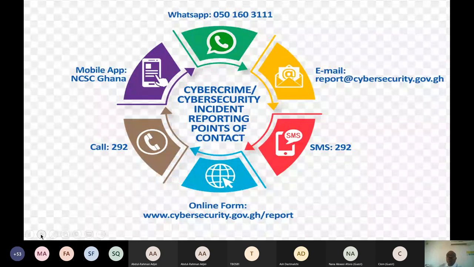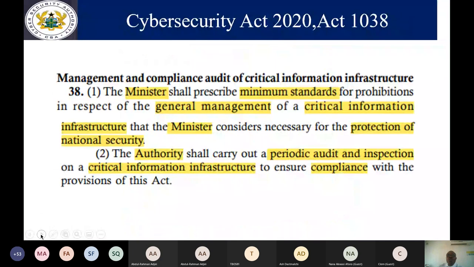Okay, so in the wisdom of the drafters of the act, they identified that putting in place an institutional arrangement or structure to comply with the National Cybersecurity Act could be complicated and difficult. So the Minister of Communication, as per Section 38 of the Act, has prescribed minimum standards in the general management of the critical information infrastructure. So if your healthcare institution has been designated as a critical information infrastructure, your minimum requirements for meeting compliance with the network infrastructure that must be set up are defined under the Act, and you cannot put in place any system that you want or you deem fit.